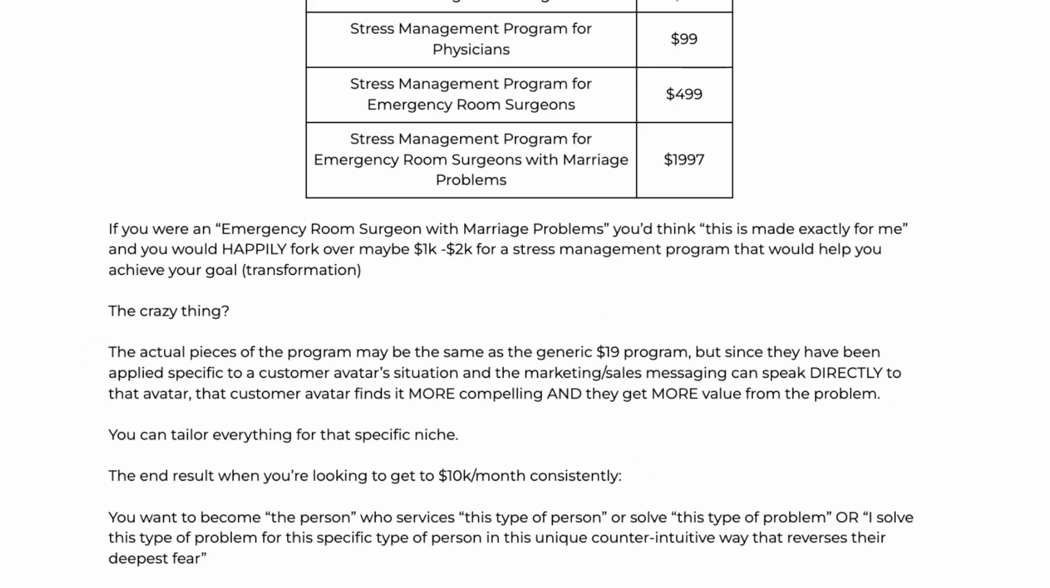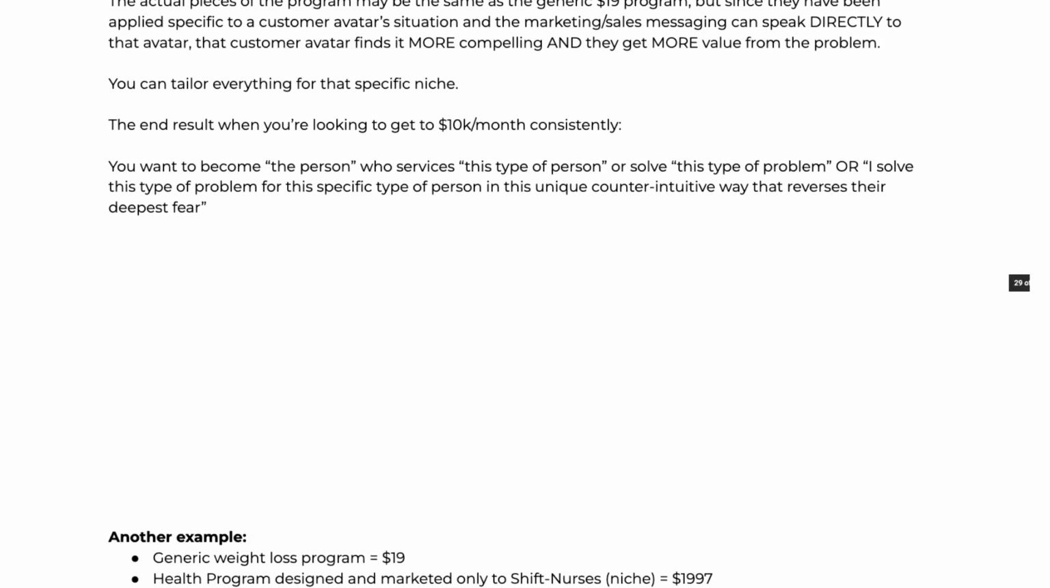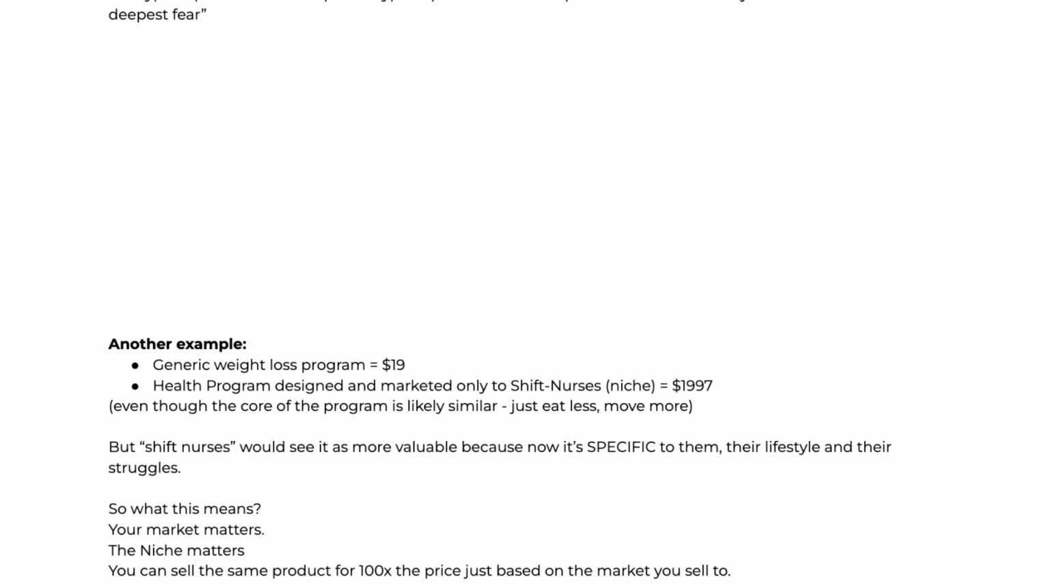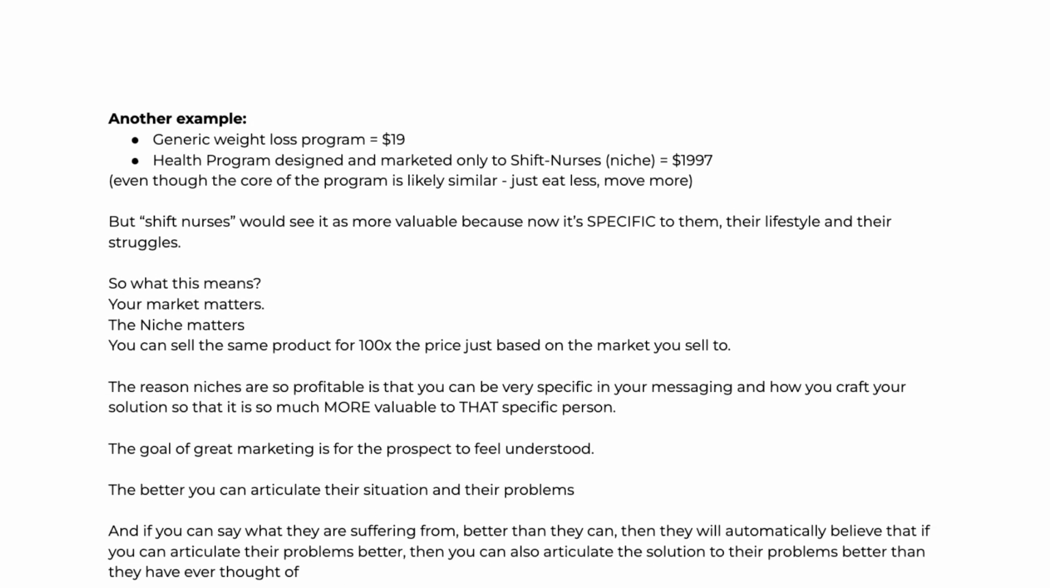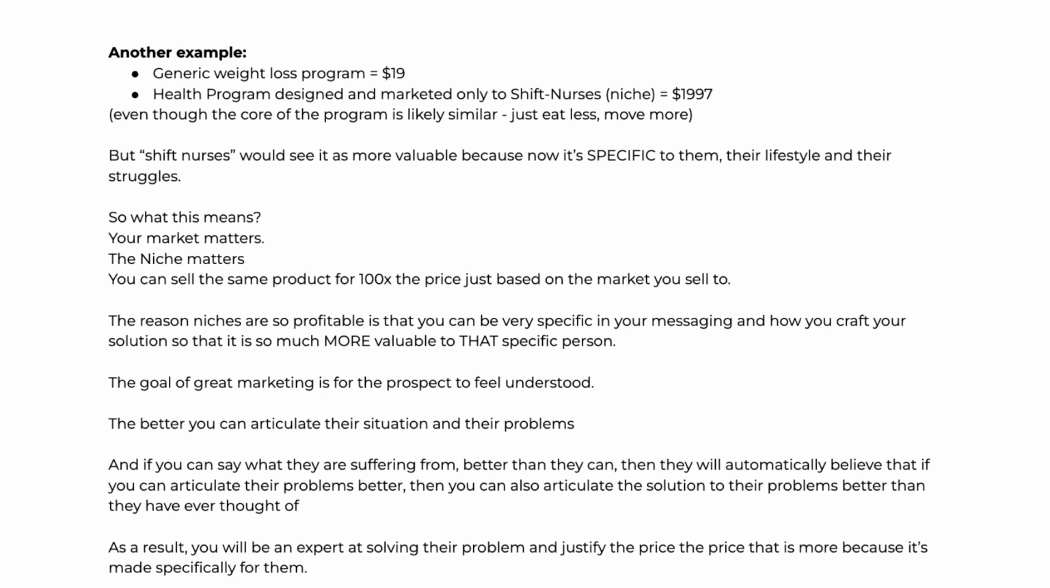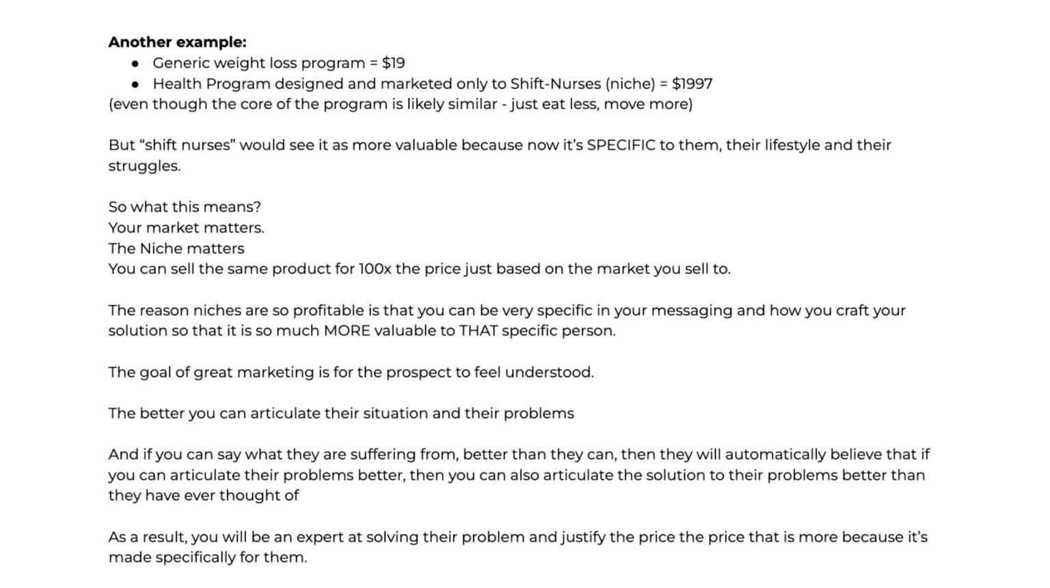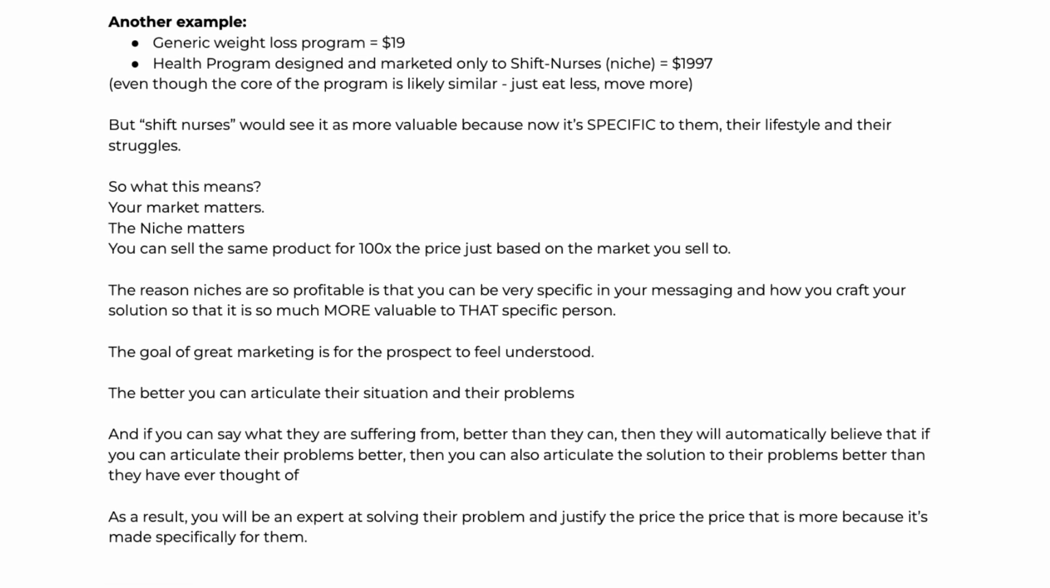Another example of the power of being able to niche down: let's say you have a generic weight loss program that's maybe 19 bucks, but what if it was a health program designed and marketed specifically to shift nurses, right? That's the niche. And then all of a sudden that same program can be sold for $2,000, even though the core of the program is probably the same, right? At the end of the day, weight loss programs are all about eat less, move more. That's it, right? But shift nurses, that specific niche, would see it as more valuable because it's specifically for them.